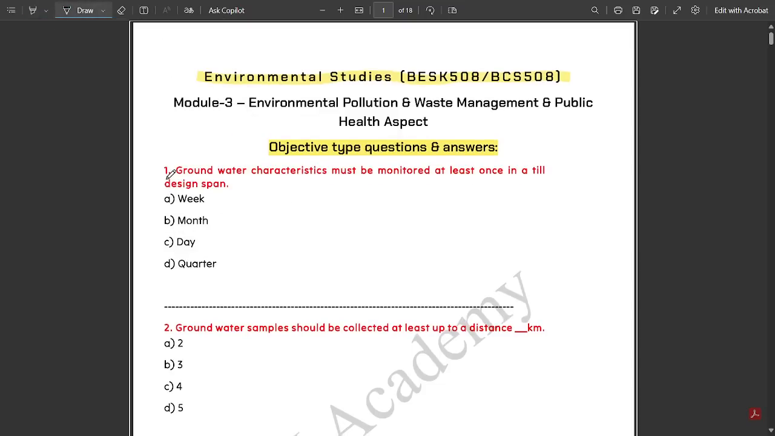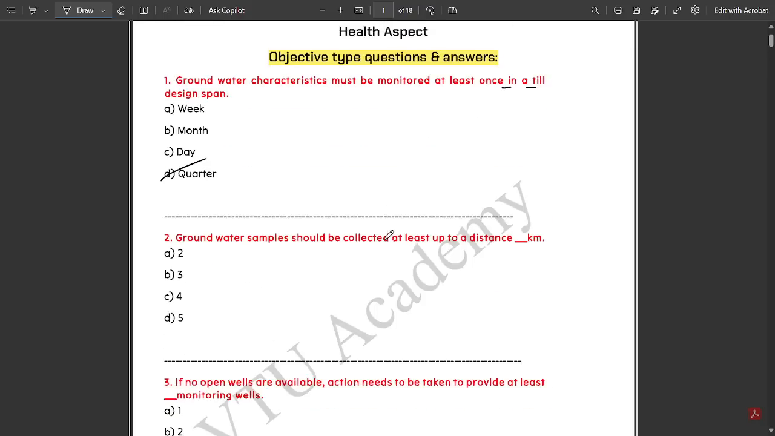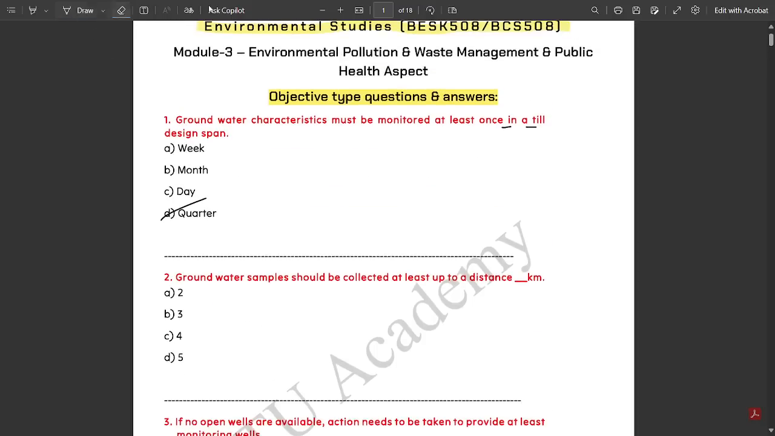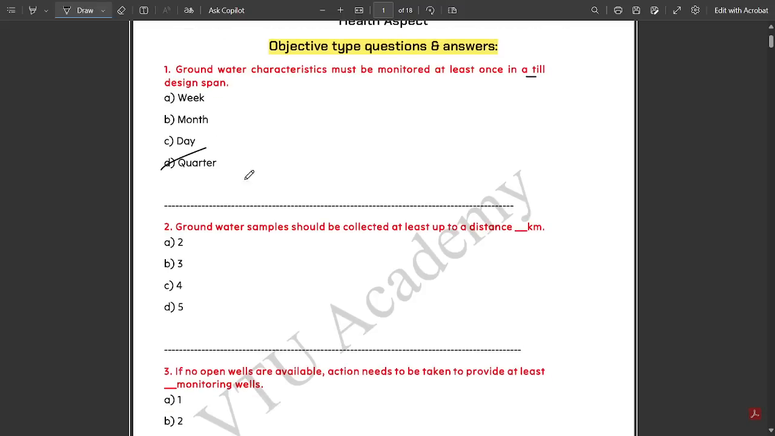First question: groundwater characteristics must be monitored at least once in a dash, that is once in a dash till design span. The answer is once in a quarter. Here I had forgotten to put the dash. Once in a dash till design span. The answer is once in a quarter.